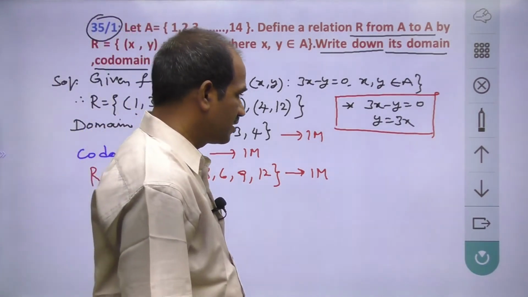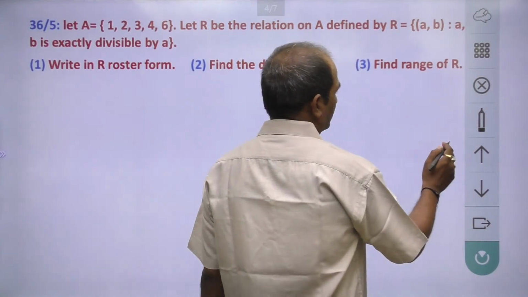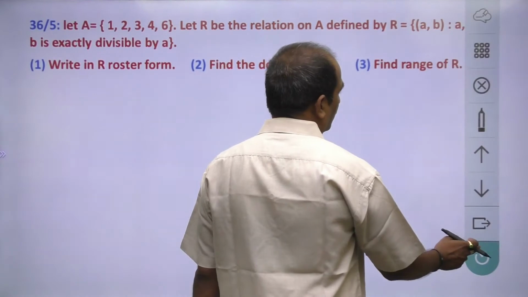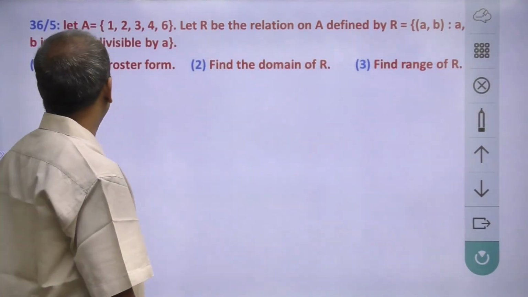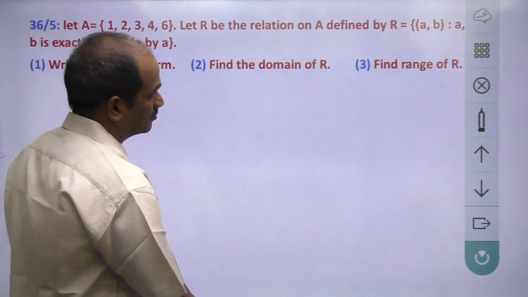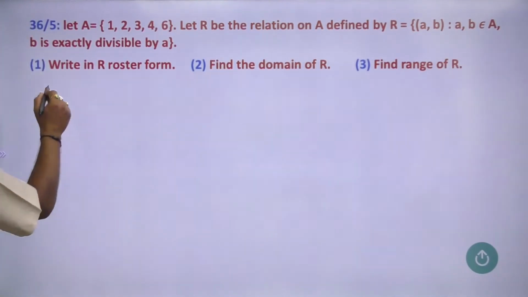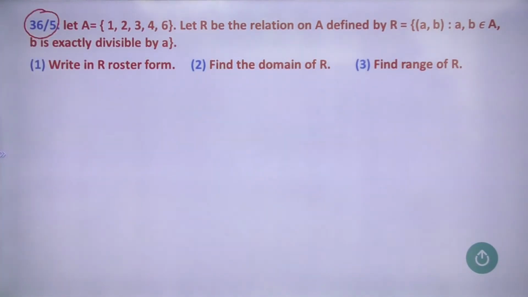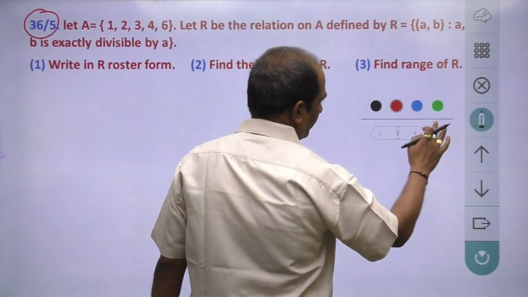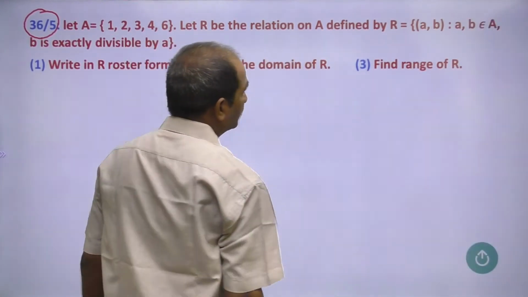Alright, next problem. See here in this next question, on page number 35 by 36, year 5. Okay, this question.